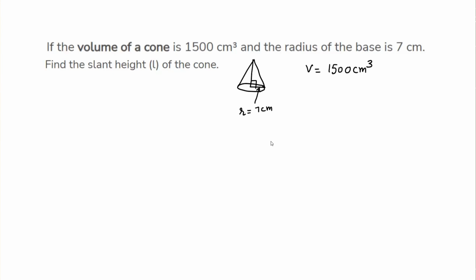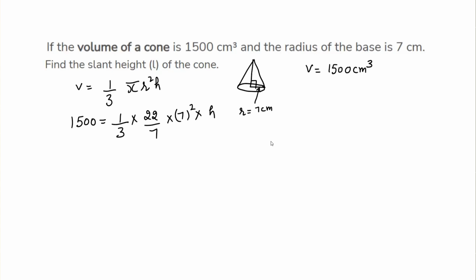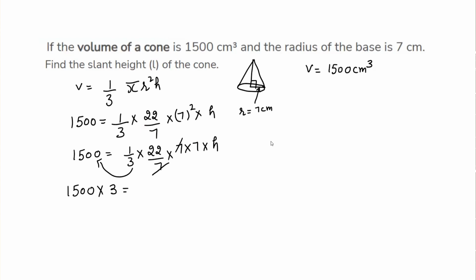V is equal to 1 by 3 pi r square h. Since r is a multiple of 7, I will take the value for pi as 22 over 7. So I write here 1500 is equal to 1 by 3 into 22 over 7 into 7 square into h. We don't know the value for height, h. Then 1500 is equal to 1 by 3 into 22 over 7 into 7 into 7 into h. We can cancel 7 and 7. We will take this 3 to this side. We'll get 1500 into 3 is equal to 22 into 7 into h. We will multiply this. We'll get 4500 is equal to 154 into h.